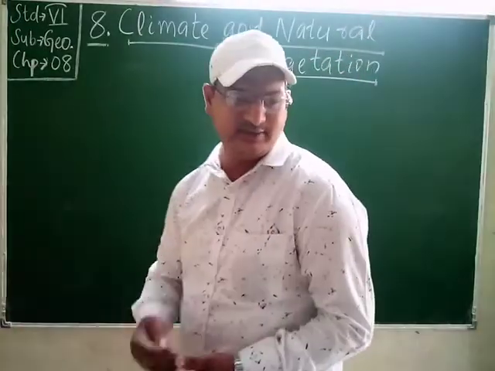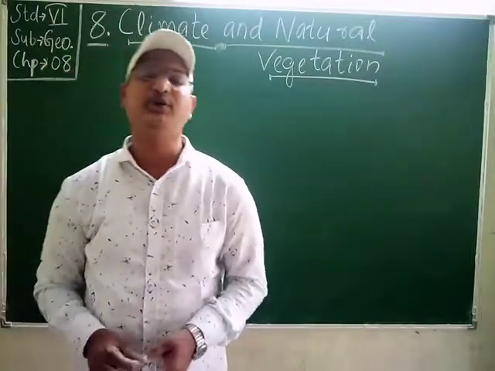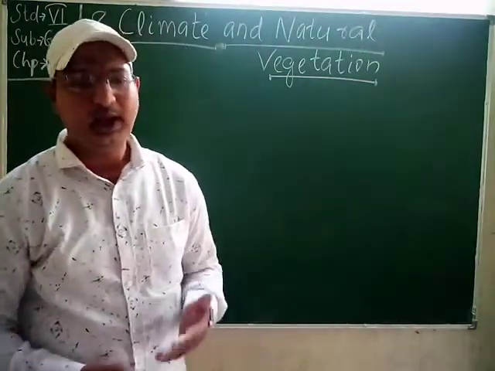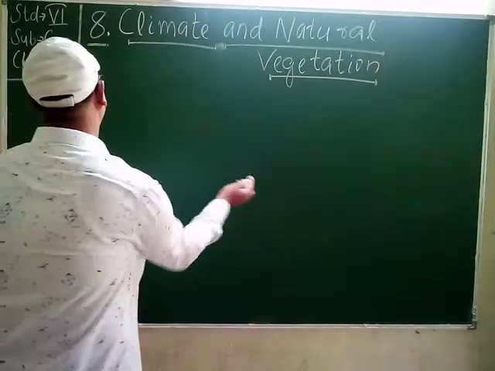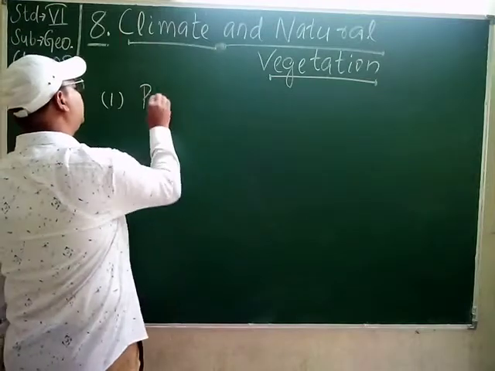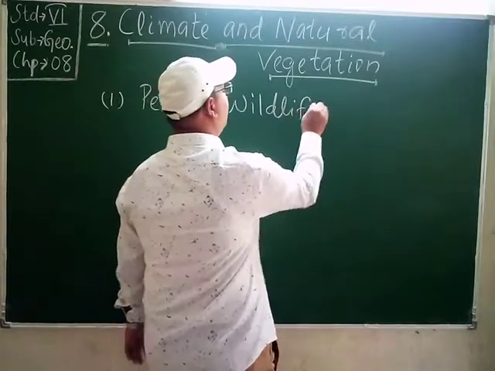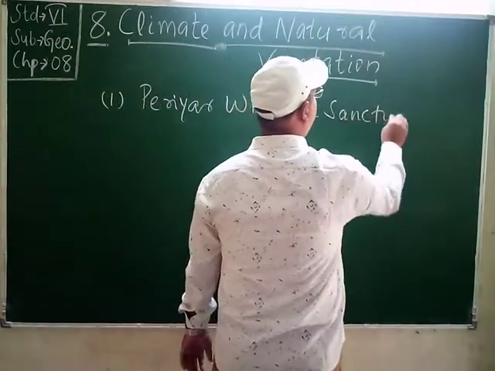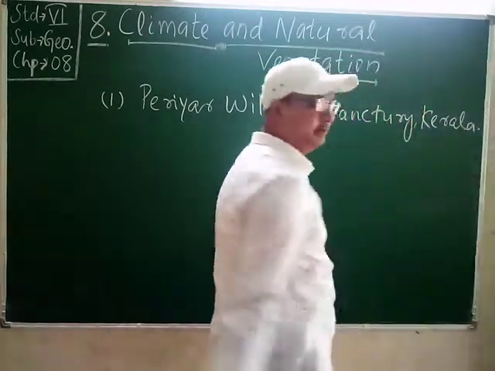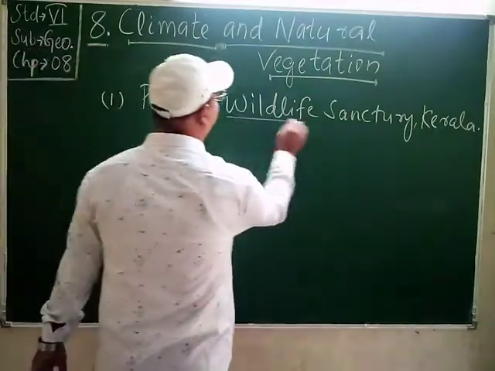Students, as I have told you, 537 wildlife sanctuaries, 103 national parks and 18 biosphere reserves are set up in our country just to preserve wildlife and natural resources. Some of the wildlife sanctuaries in our country, I am writing some examples. The first one I can say is Periyar Wildlife Sanctuary, situated in Kerala. Students, this is the wildlife sanctuary.